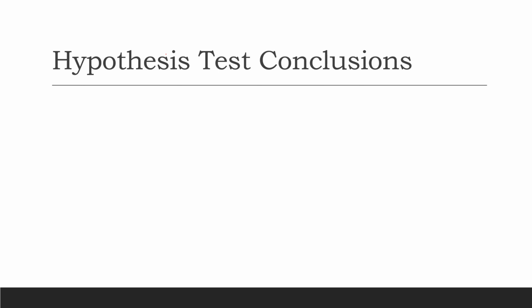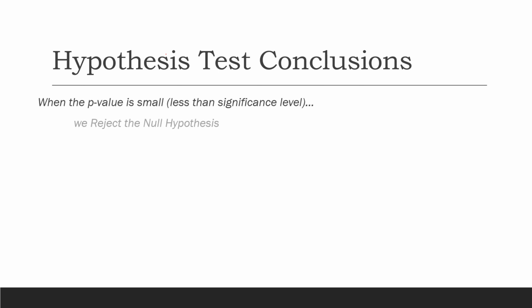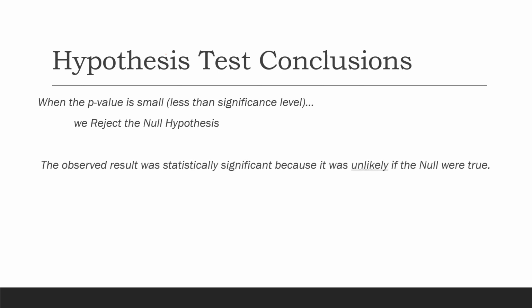Now, when we're drawing conclusions from hypothesis tests, it's important to remember that what we're doing is we're using data from just a sample to try to make our best guess about what is true in the whole population. And when the p-value is small, we reject the null hypothesis. We say the observed result was statistically significant because it was unlikely to have happened if the null hypothesis were true. But it's important to remember that unlikely to have happened does not mean that it was impossible.